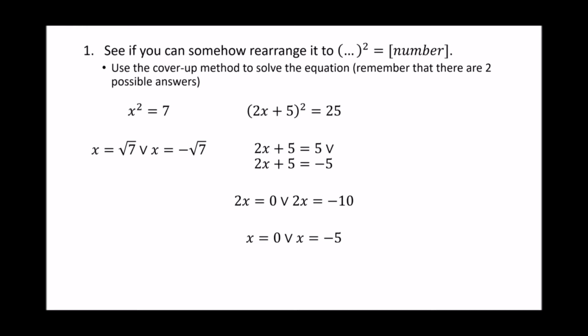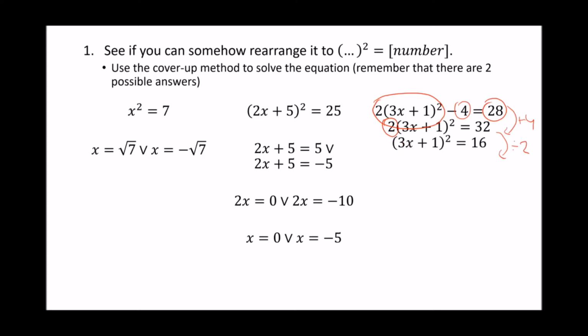Final example, because we can make it even more difficult, looks like this. We still have only something squared, only now it is multiplied by something, and we have numbers. So we can still use this method. First thing we have to do is rearrange, so we only have something squared equals a number. So we first do plus 4. Then we're still not there because we still have that 2. So we also divide by 2 to get 3x plus 1 squared equals 16. And now we're back to the previous example.